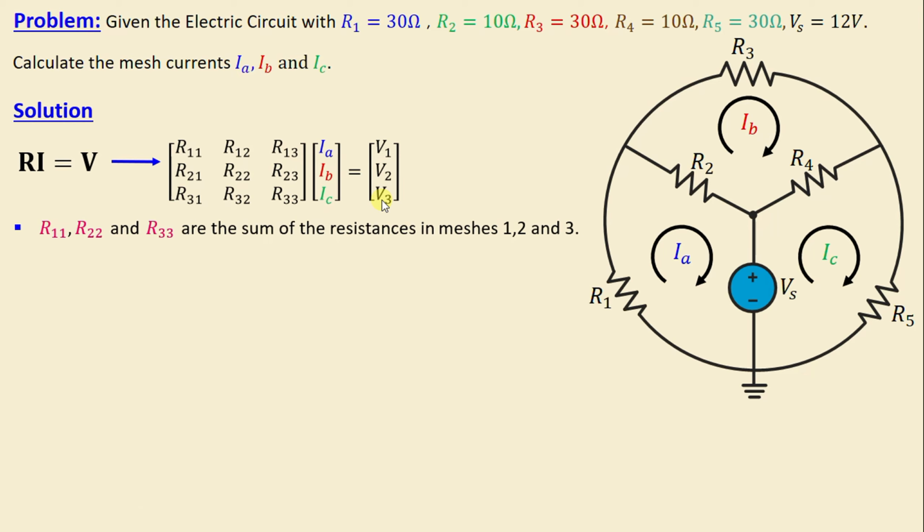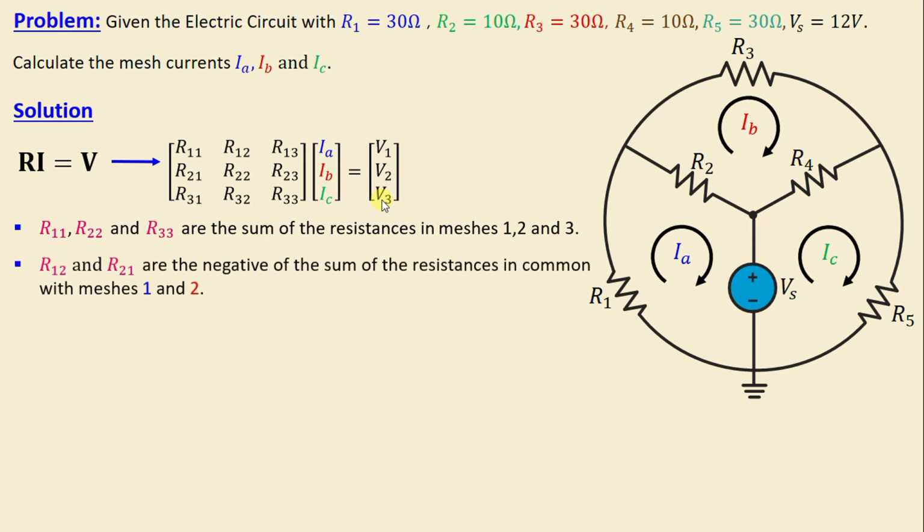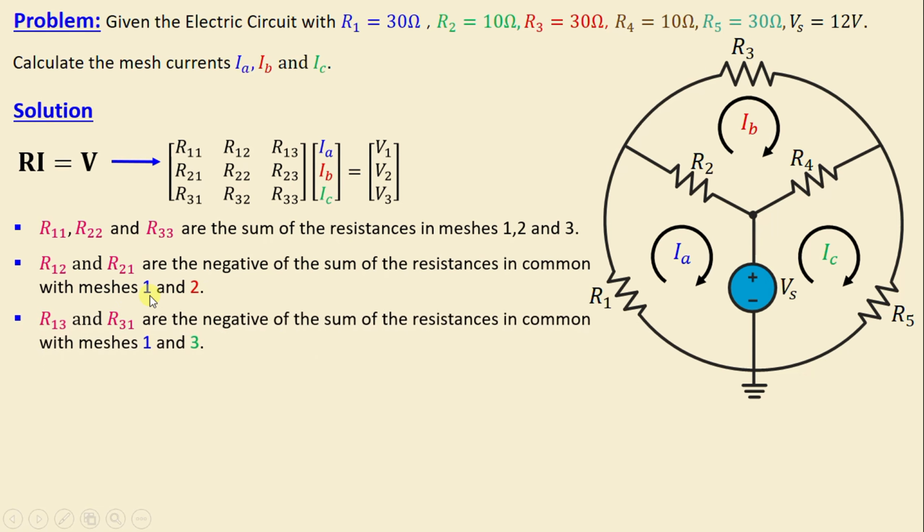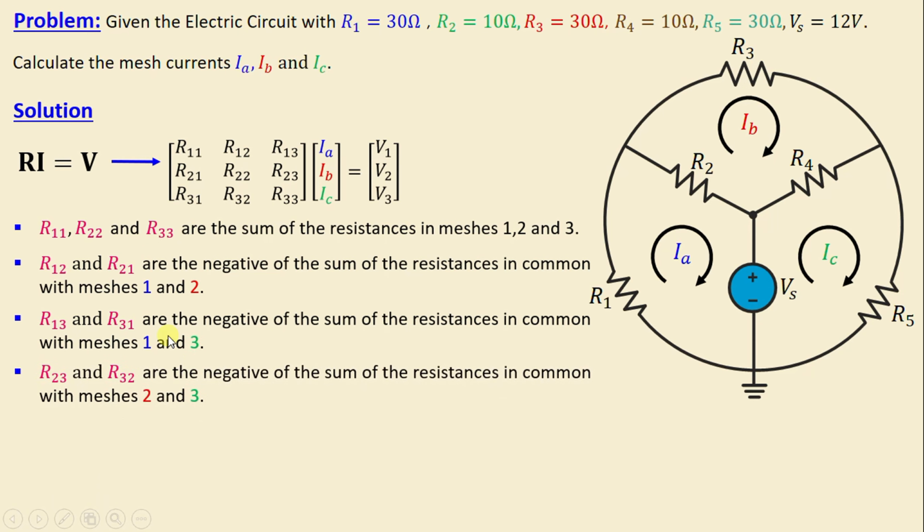R11, R22, and R33 are the sum of the resistances in meshes 1, 2, and 3. R12 and R21 are the negative of the sum of the resistances in common with meshes 1 and 2. R13 and R31 are the negative of the sum of the resistances in common with meshes 1 and 3. And R23 and R32 are the negative of the sum of the resistances in common with meshes 2 and 3.